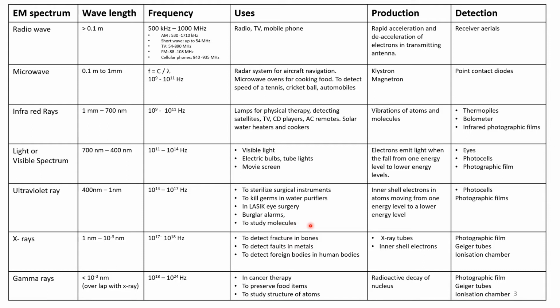These are also produced by inner shell electrons moving from one energy level to a lower energy level. These are detected by photocells and photographic films.